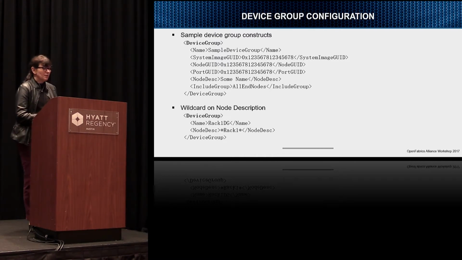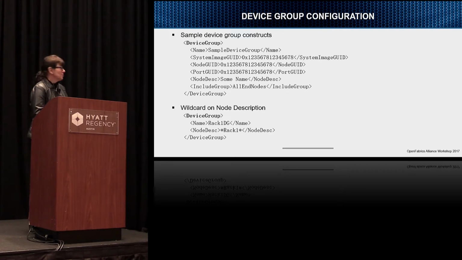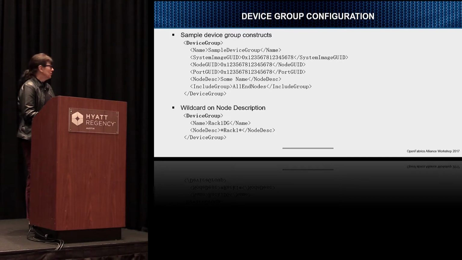A device group can be configured with a number of different constructs. We have different types of GUIDs here. System image GUID, node GUID, port GUID. You can use the node description, and you can include other groups in the device group. We have wildcarding on node description names, so that makes it a lot easier to configure some of these if you have a well-formed name for your node descriptor.